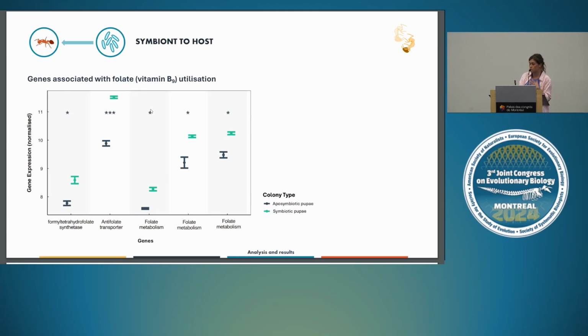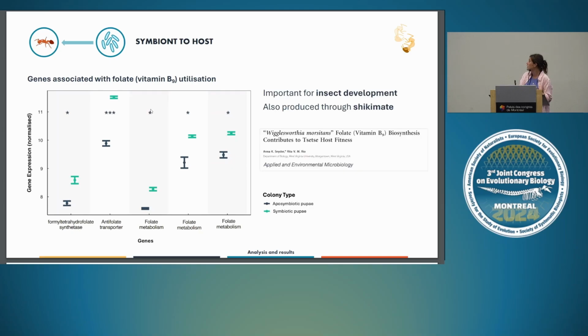What we also found, which was interesting, was genes associated with the metabolism and utilization of folate. So folate compounds, things to prevent the breakdown of folate, these were all upregulated in symbiotic pupae as well. And so we know that folate is really important for insect development and can also be produced through the shikimate pathway. So the symbiont can use the same machinery to produce this. And in some other systems, such as the tsetse fly, this is what the symbiont is providing the host.